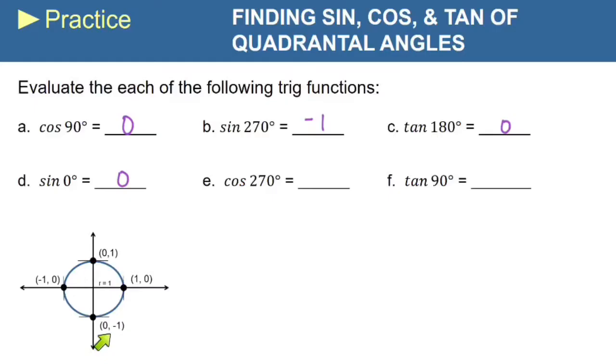Cosine is the x-coordinate, so the cosine of 270 is 0. And tangent of 90. We know the terminal side of a 90-degree angle goes through the top of the circle. So tangent is y over x, so that's going to be 1 over 0, which is undefined.